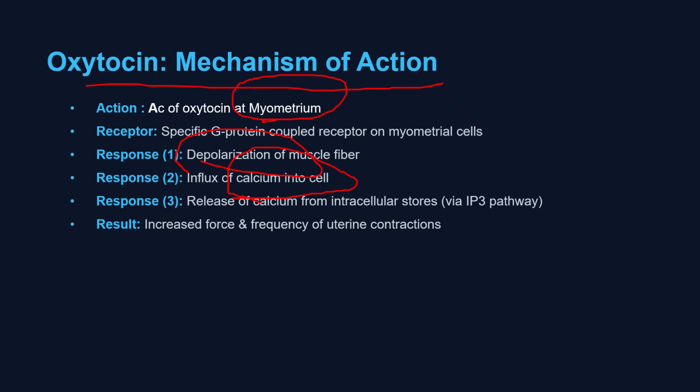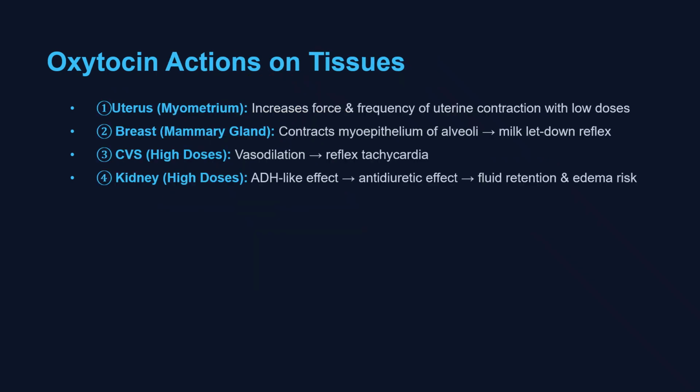After the influx, calcium ions are released from the intracellular store. Using what pathway are the calcium ions released? The IP3 pathway. In this pathway alone, the calcium is released. After calcium release, the increase in calcium automatically causes uterine muscle contraction. So this is the mechanism of action. Calcium plays the major role here in the mechanism of action.